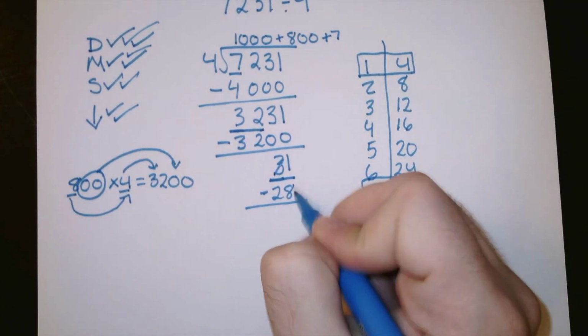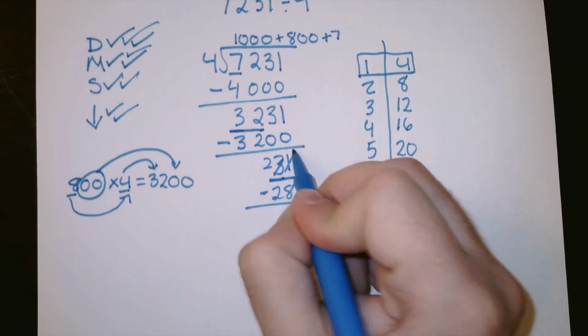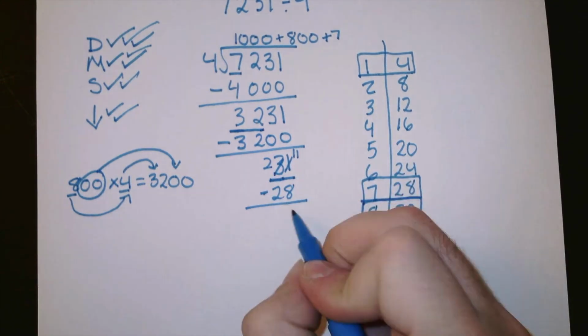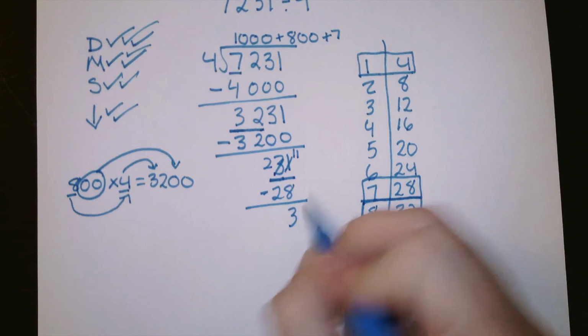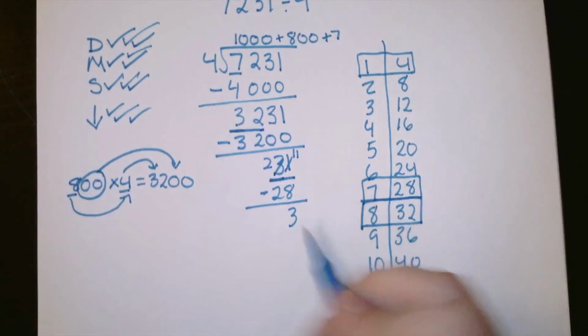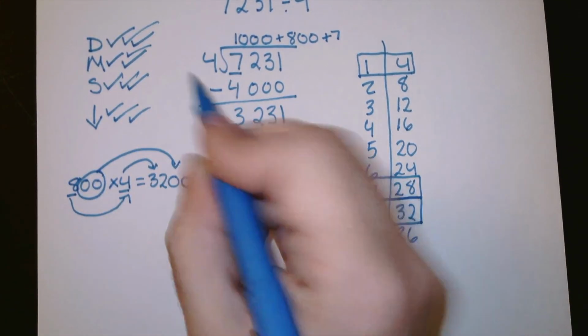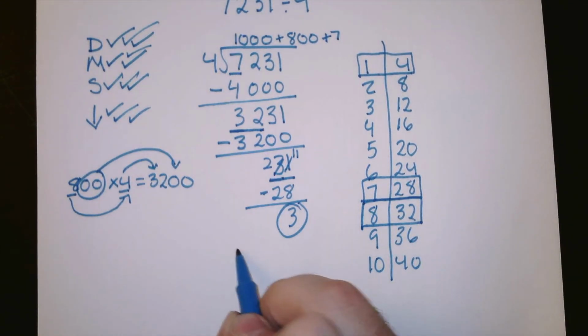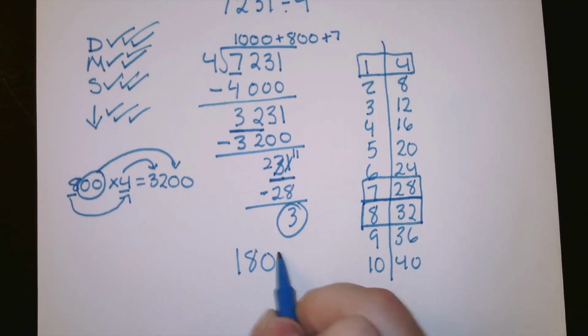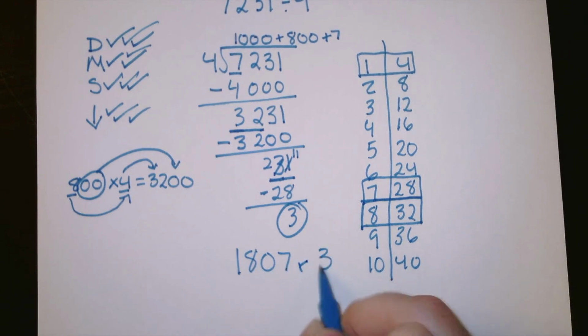I can't take 8 away from 1, so I need to regroup. 11 minus 8 is 3. 2 minus 2 is 0. All right, so that leaves me with a 3 right there. Subtract and bring down is done. 3 is less than 4. That tells me that it is, in fact, the remainder. So my final answer is 1,807. Remainder 3.